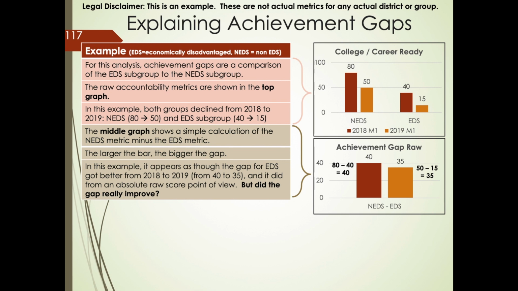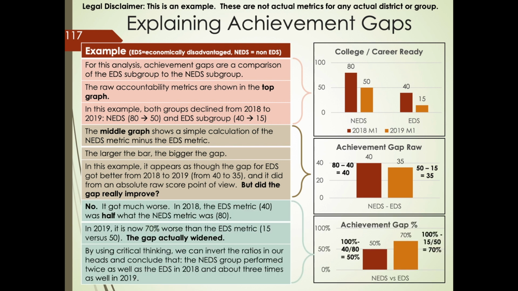So in this example, it appears as though the gap for EDS got better from 2018 to 19 because it went from 40 to 35. And it did from an absolute raw score point of view. But did the gap really improve? No, it got much worse actually. In 2018, the EDS metric was 40. That was half of what the NEDS metric was, which was 80. But now in 2019, it's 70% worse than the NEDS metric. It's a 15 versus a 50. So the gap actually widened.